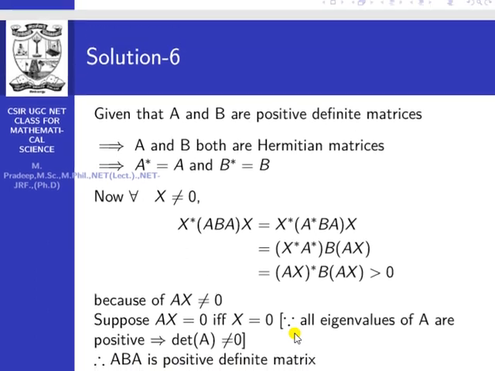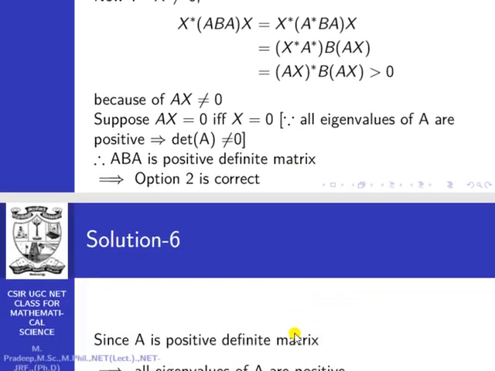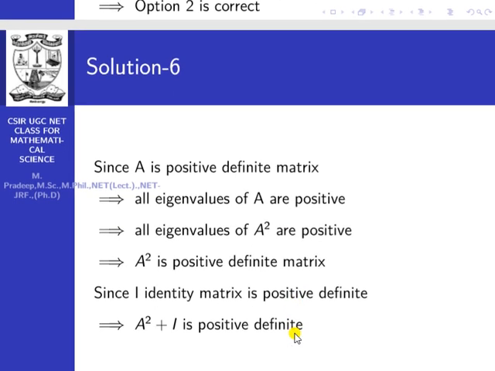The third option: A square plus I. We want to check whether A square plus I is positive definite or not. Since A is a positive definite matrix, all eigenvalues of A are positive, so all eigenvalues of A square are positive. A square is a positive definite matrix. We already know that I, the identity matrix, is also a positive definite matrix.